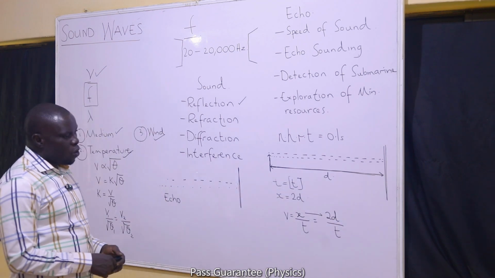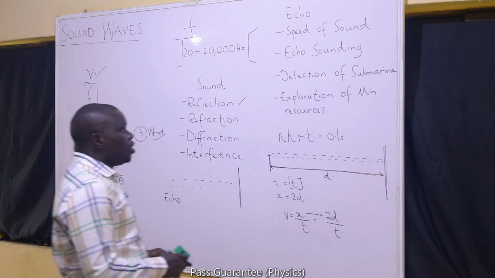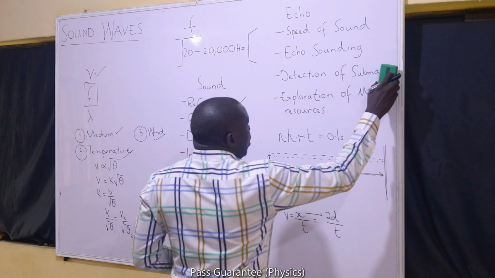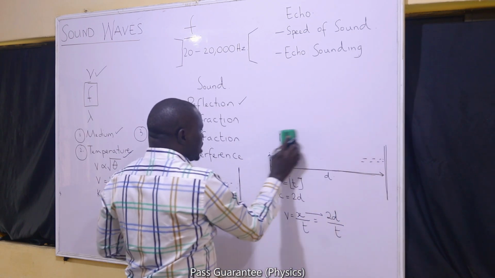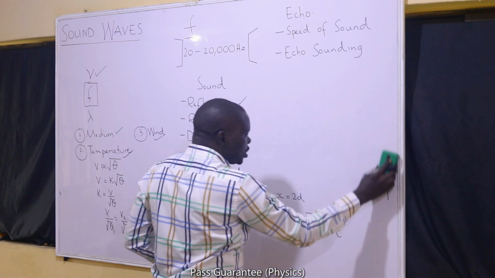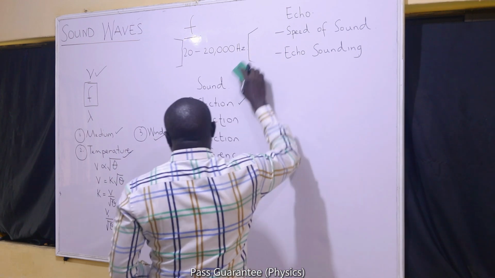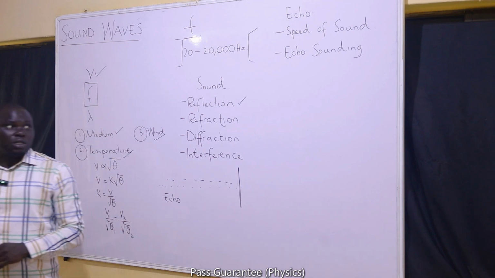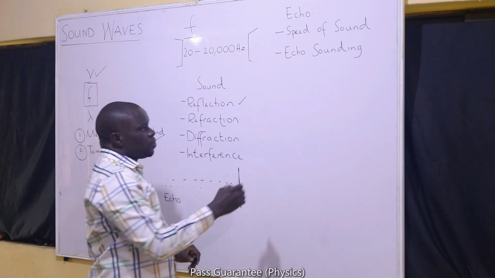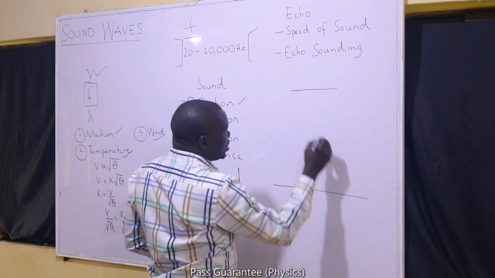Now, like we said, sound can also be used for what we call echo sounding. Another word for echo sounding is echolocation. The meaning of echolocation is the process of determining the depth of a sea with the help of sound.